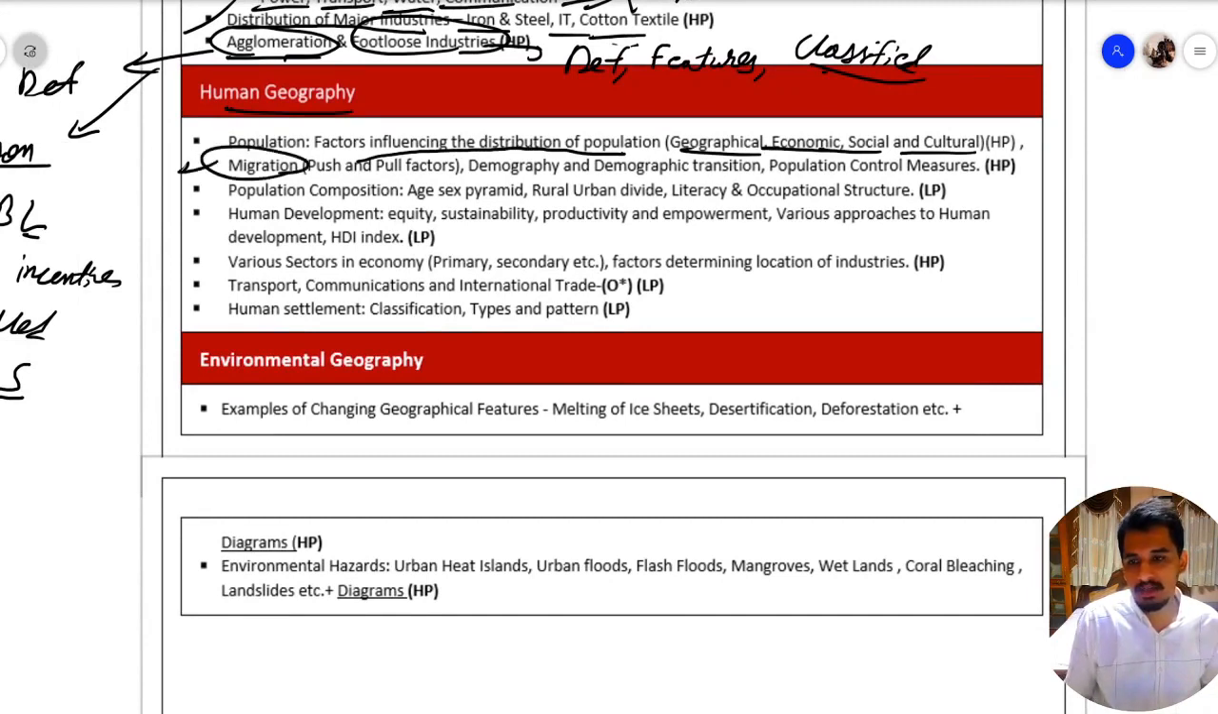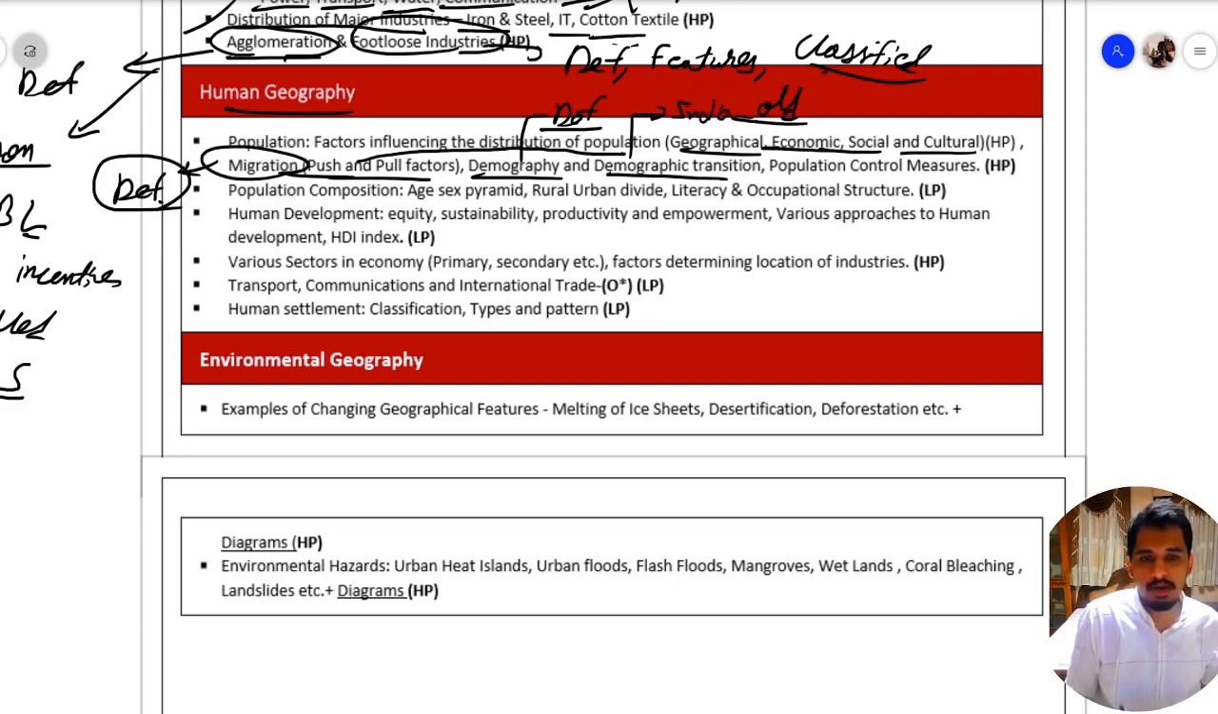Then in migration, you should know the definition of migration and what are the push and pull factors due to which migration takes place. Then in demography and demographic transition, you should know the definition of demography and how demographic transition is taking place in India. That India is becoming more and more old nowadays. And what are the population control measures we have taken or we can take in future.